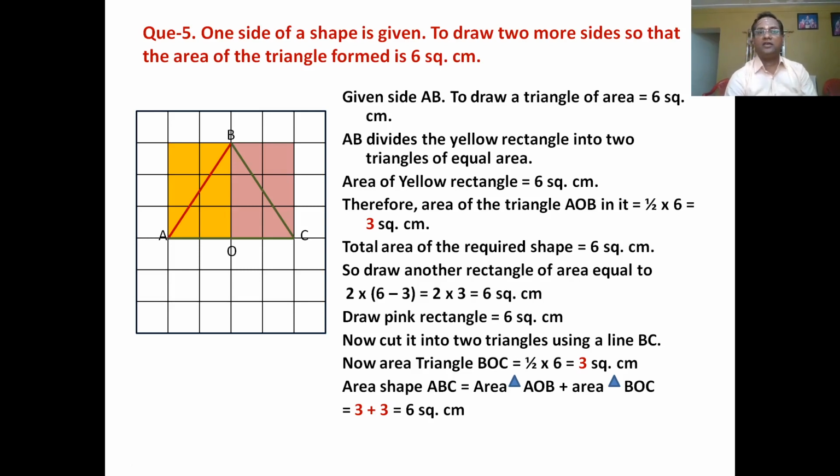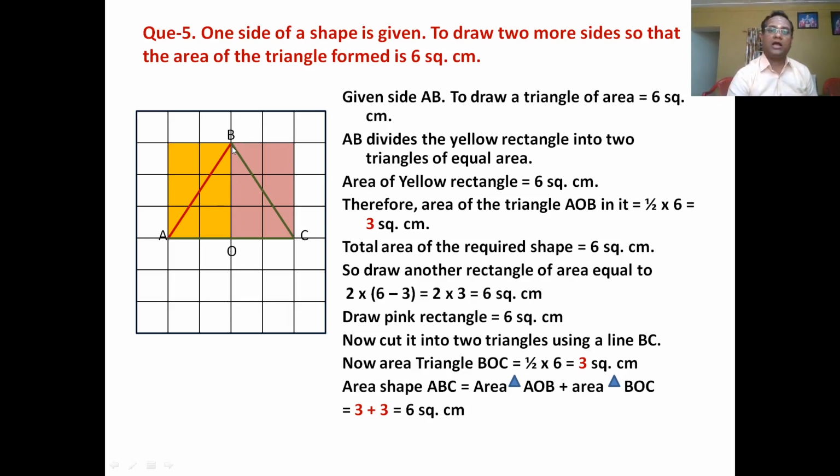Question 5 says one side of the shape is given, and you have to draw two more sides so that the area of the triangle formed is 6 square centimeters. So you have to form a triangle. Only one side, that is AB, is given, and the total area of the triangle which you have to construct should be 6 square centimeters.